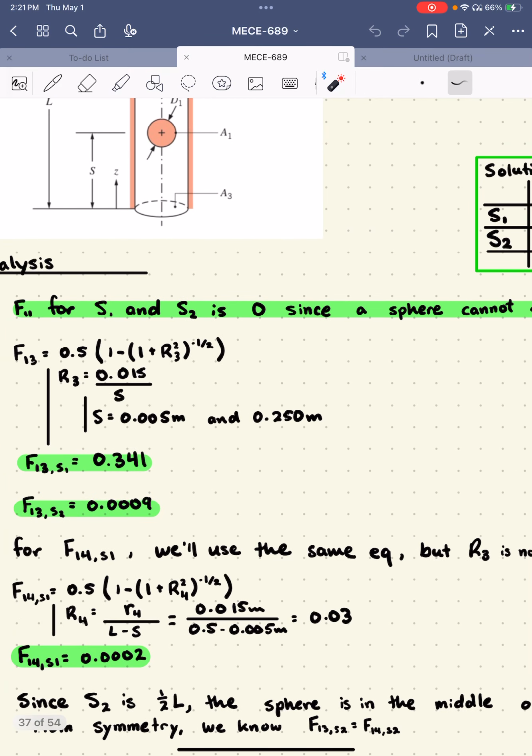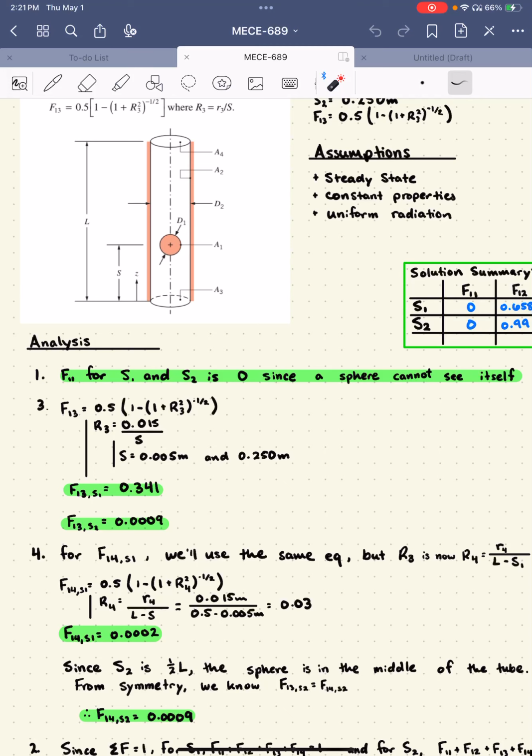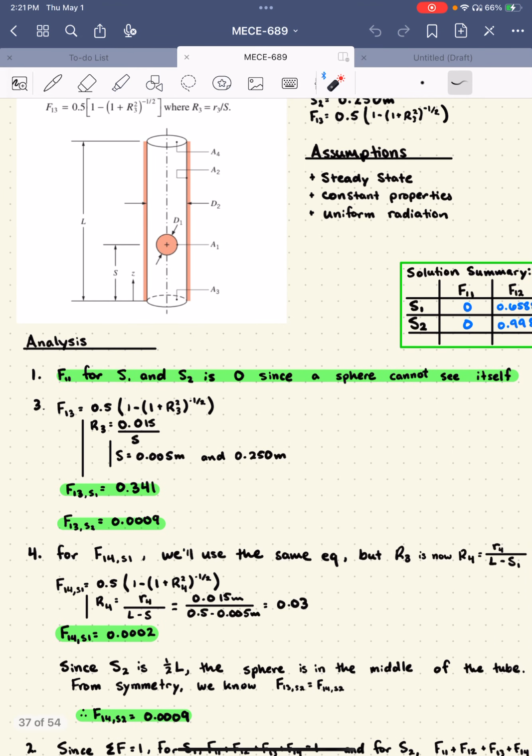Now for F14S1, we're going to use the same equation, but instead of using the distance from A3 to the ball as S, we're going to use A4 to the ball. So L minus S for S1. Using this equation, we get that F14S1 is equal to this value, which is very, very small, and in fact is smaller than if it's halfway through the tube, which is what we would expect.